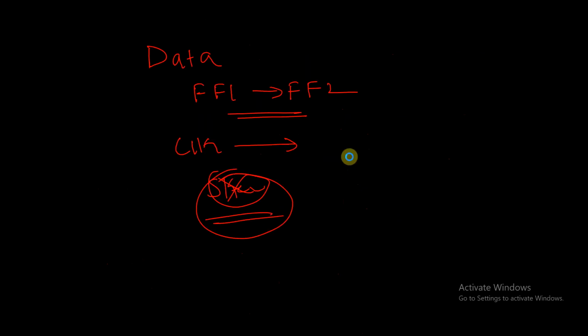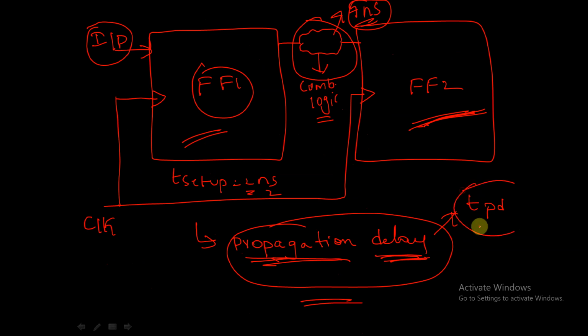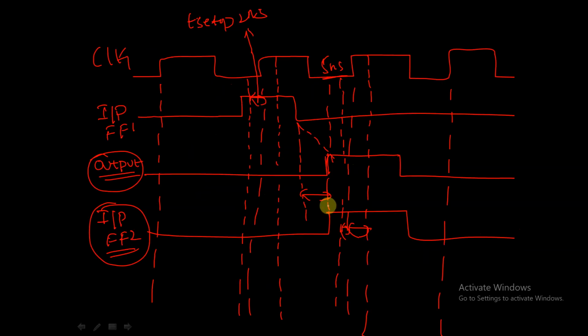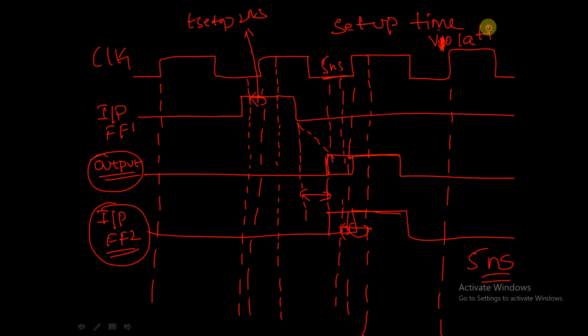What if the combinational logic circuit has more propagation delay instead of 2 nanoseconds? Let's say the propagation delay of this combinational circuit is somewhere around 5 nanoseconds, then what happens? Then the output will get some delay. We will get the output somewhere here. Then the input of the flip-flop is given somewhere here at the exact positive edge. Then there will be a setup time violation like this.